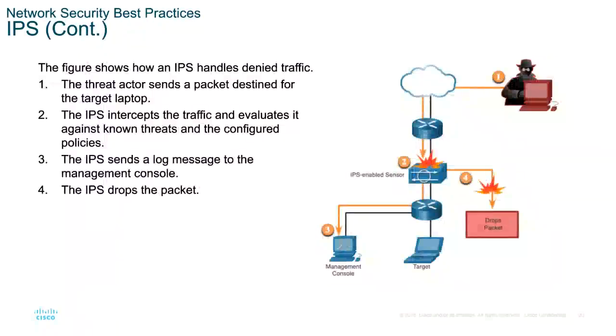As you can see here, this one is a rule that says drop the packet. So our malicious actor sends a threat and the traffic is intercepted, evaluated by the IPS, and it matches a policy. So what it does is it sends a log message saying it's had a positive match. So this is the alarm, and then it's dropped the malicious packet so it can no longer be used.